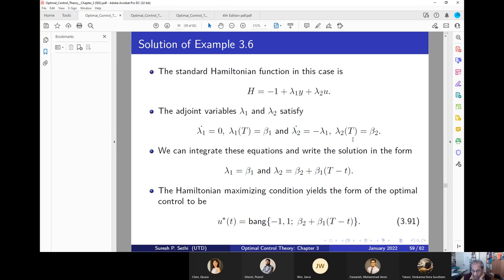So it's a fixed end point problem. So we have two variables, lambda one, lambda two, to be determined. We can easily solve this equation. So this is our solution. Lambda 1 t is a constant because this is zero. So lambda 1 is going to be beta 1 all the way through. And lambda 2 will be this one. And given the Hamiltonian, lambda 2 is the only control. So your lambda 2 is this. So this comes here. This is our switching function. And our control is bang-bang.